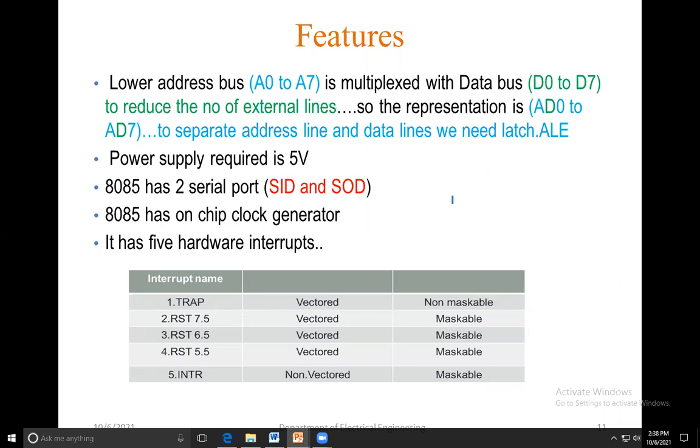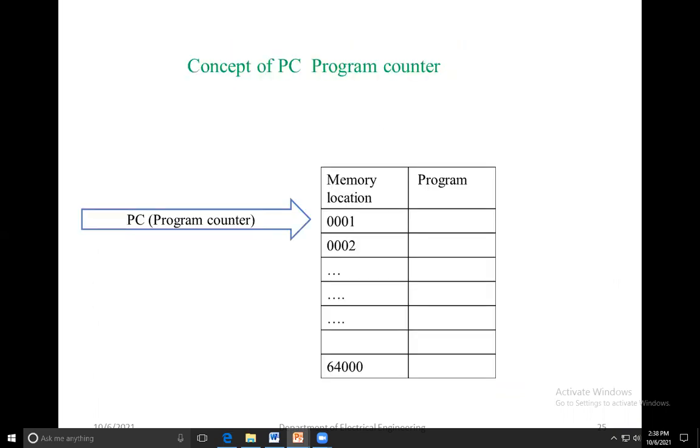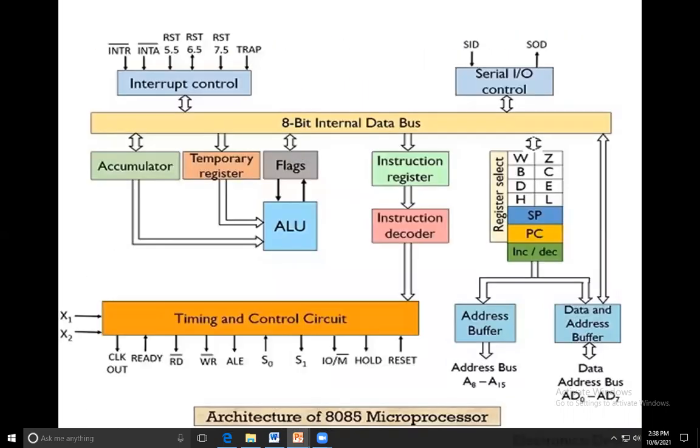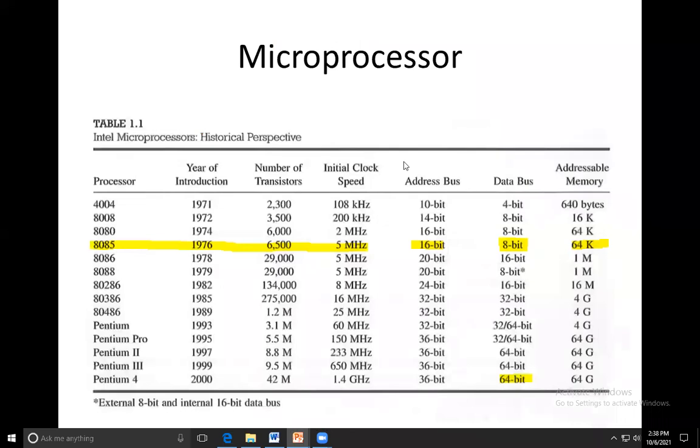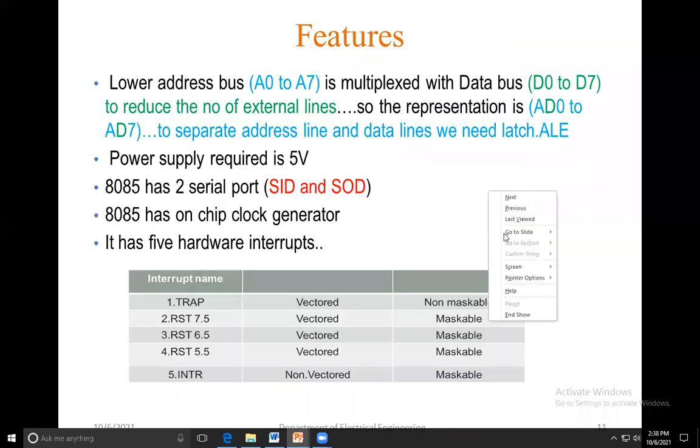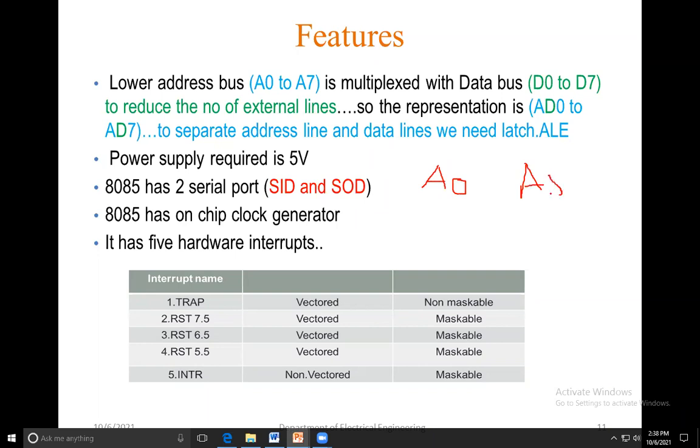See, on our 8085, how many address buses are there? It has a 16-bit address bus, A0 to A15. This is the address bus, A0 to A15.